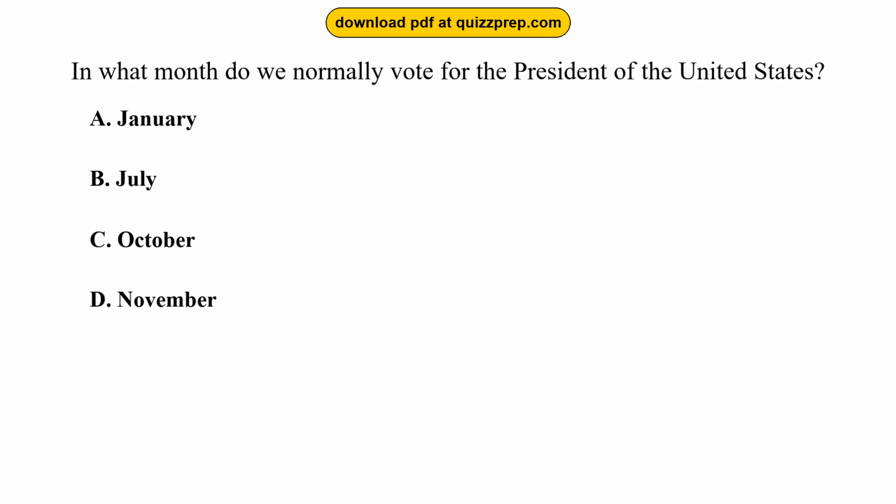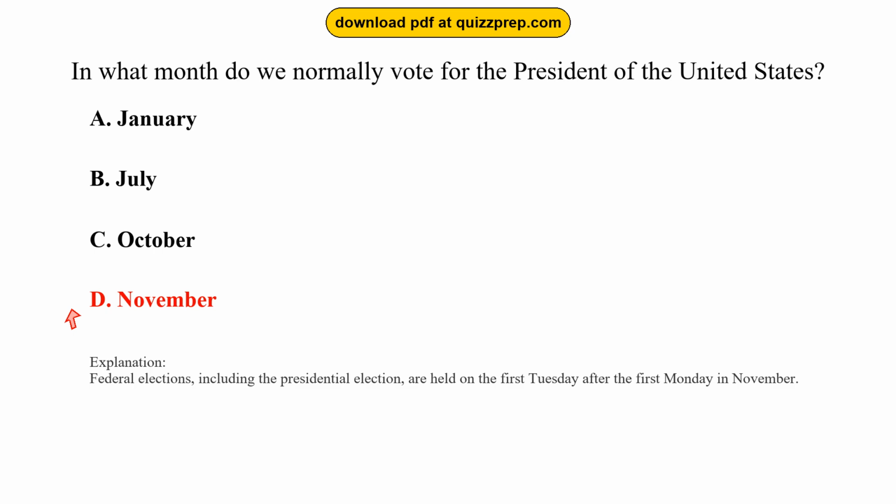Question 85. In what month do we normally vote for the President of the United States? Option A, January. Option B, July. Option C, October. Option D, November. The correct answer is option D, November. Federal elections, including the presidential election, are held on the first Tuesday after the first Monday in November.